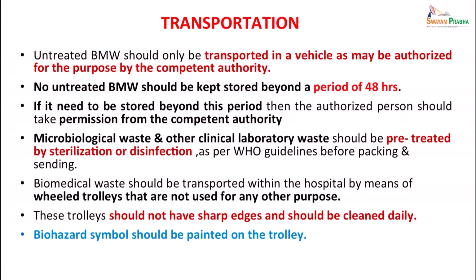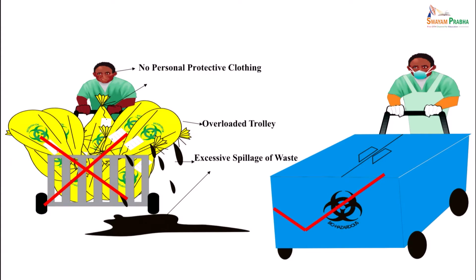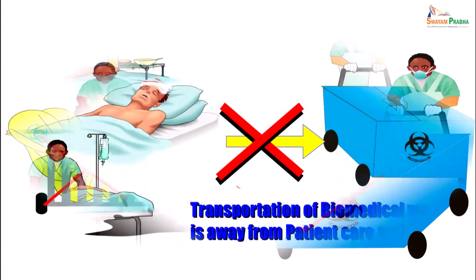before packing and sending. Biomedical waste should be transported within the hospital by means of wheel trolleys that are not used for any other purpose. They should not have sharp edges, should be cleaned daily, and a biohazard label should be printed on the trolley. The picture is showing two pictures. One is how it should be handled, that it is covered with a biohazard label, the carrier is protected. In the other picture, the person who is taking it is not protected and there is an overloaded trolley. There can be spillage of waste and that has to be avoided.